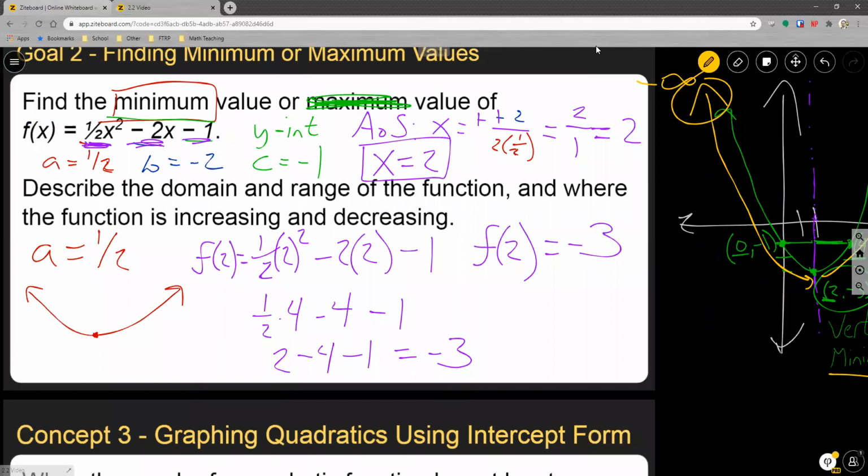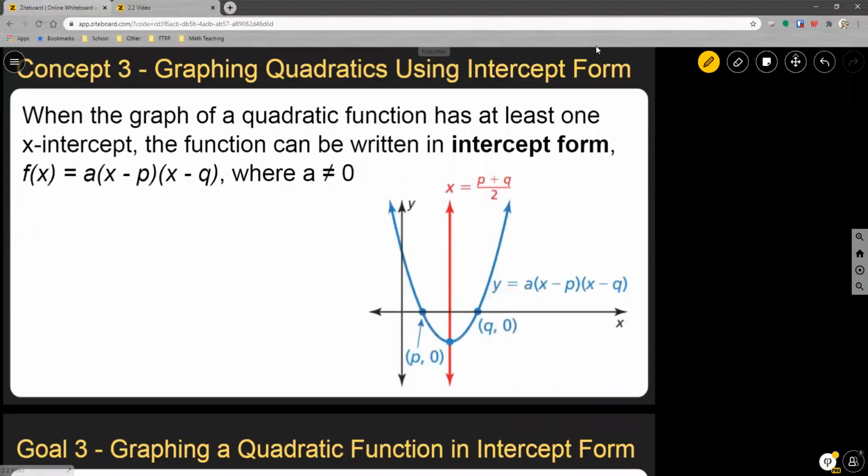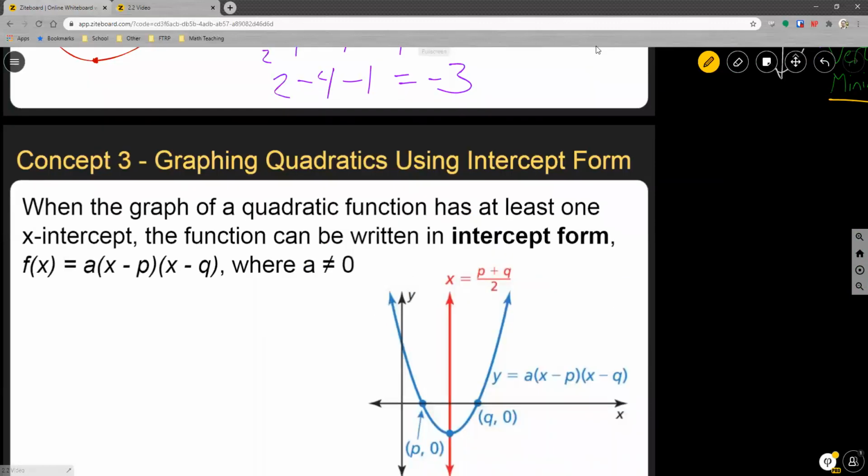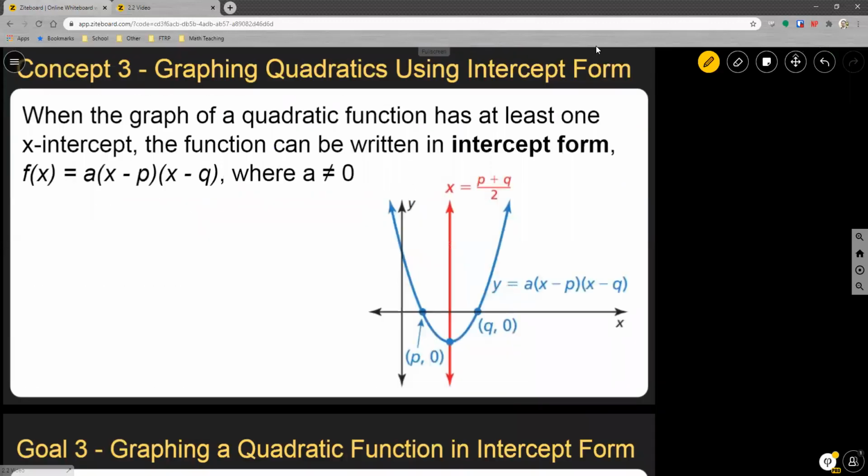And that's it for goal number 2. I'm going to stop this video right here. We're going to finish the video for concept 3, which is intercept form, in the next video. Like I mentioned, 2.2 is very long. Intercept form is not too bad. Actually, it's only a couple slides. Maybe I'll just do it.